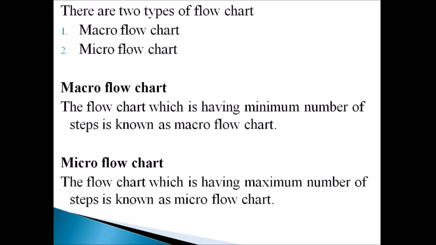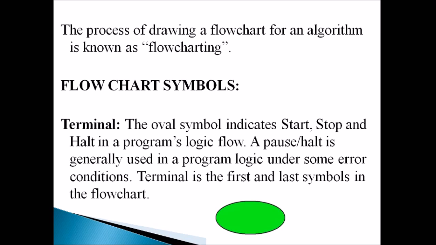Then the definition for micro flowchart is the flowchart which has a maximum number of steps is known as a micro flowchart. In case a flowchart has a maximum number of steps, then it is automatically defined as a micro flowchart. These are the two types of flowcharts. And then the process of drawing a flowchart for an algorithm is known as flowcharting. We might have prepared the algorithm already. For that we are going to make a flowchart, isn't it? So the process of preparing or drawing a flowchart is called flowcharting.